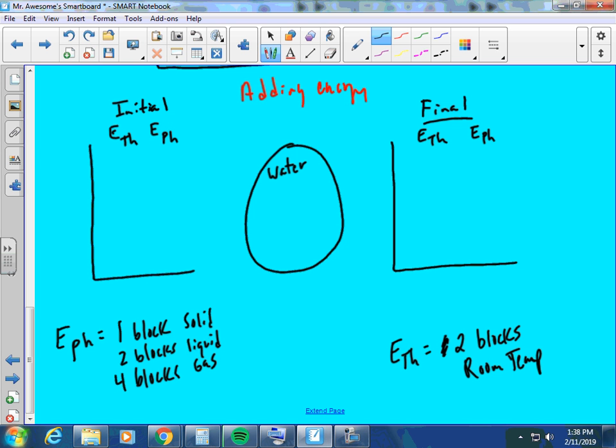If we're talking about liquid water at the beginning, what's the phase? Liquid, so a liquid is 2 blocks. Under phase energy, I'm going to make 2 blocks. What about at the end? What's it turn into? It turns into a gas, water vapor, right? Water vapor is a gas. So I'm going to make 4 blocks.